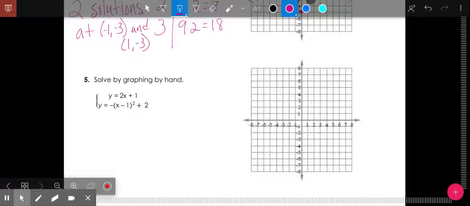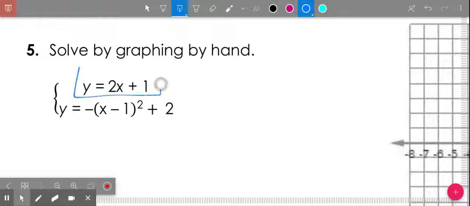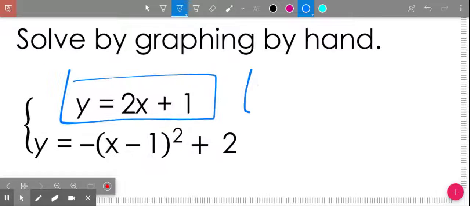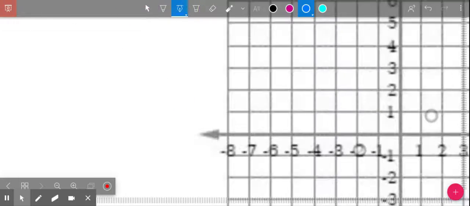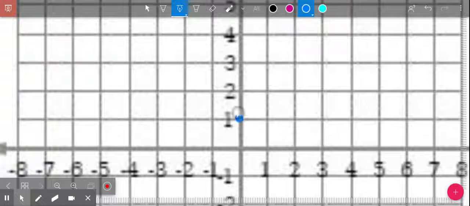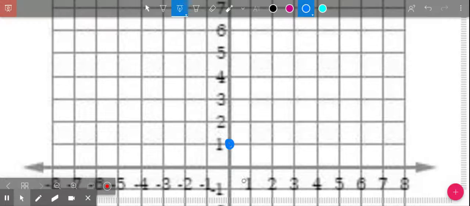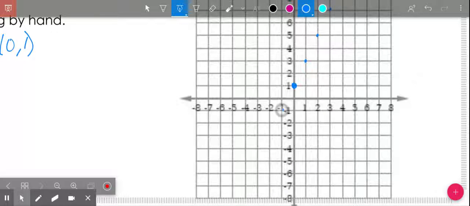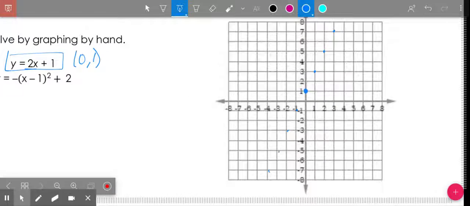All right. Looking at our last one, guys. Number 5. Start with a blue line, of course. So we got y equals 2x plus 1. That means our y-intercept is (0, 1). Our slope is +2, so that means we're going to go up 2 and over 1, up 2 and over 1. So (0, 1), up 2 and over 1, up 2 and over 1. All right, and then connect.